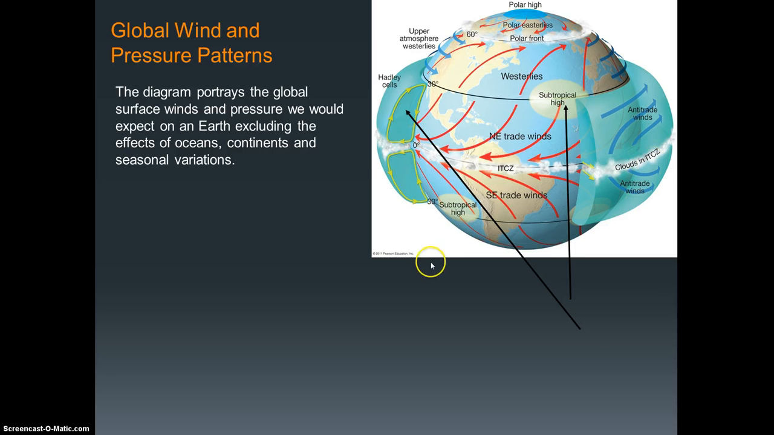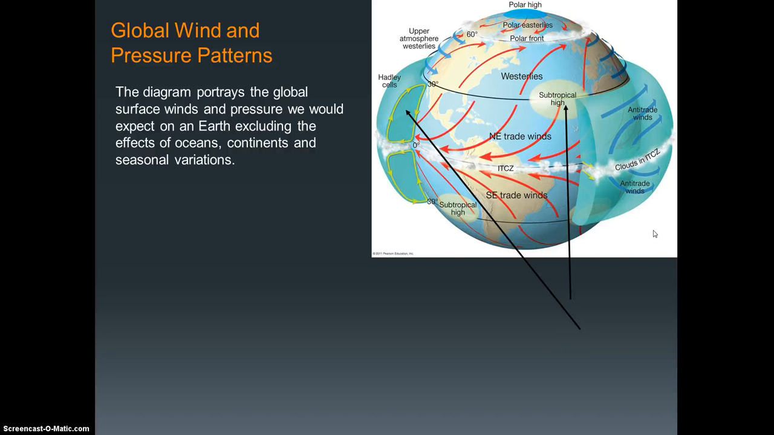We are looking at an idealized model of global wind and pressure patterns. Because as with everything that we discuss with weather, we're trying to gain the most basic understanding, but in the real world, these processes are much more complex. But we have to start somewhere. So I know we can look at this model and say, what? It's more complex than that?